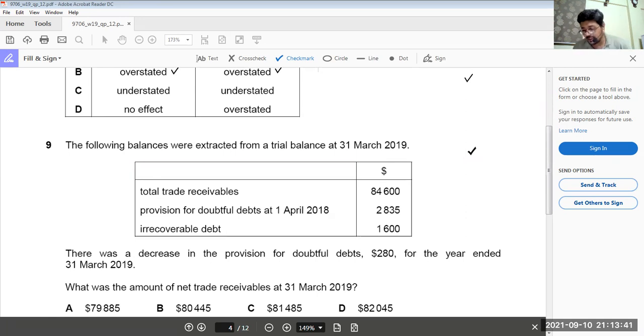2019? This is my calculator. Okay. Now see, trade receivable 84,600 minus... no. Now the provision is 2,835 minus 280. Now your provision is 2,555. So 84,600 minus 2,555. The answer is 82,045. D option is the answer.